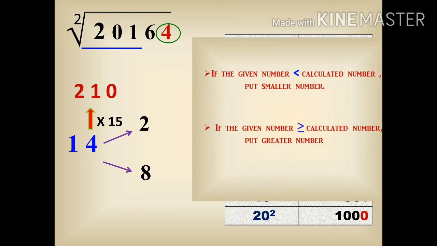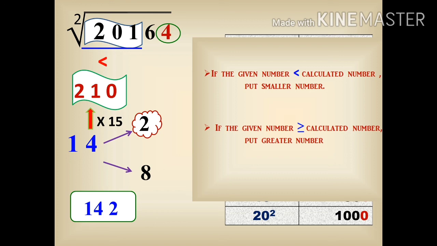Final step is the comparison step. The comparison is between the given number 201 and the calculated number 210. Since the given number is less than the calculated number, we are supposed to choose the smaller number in 218. So the square root of 20,164 is 142.